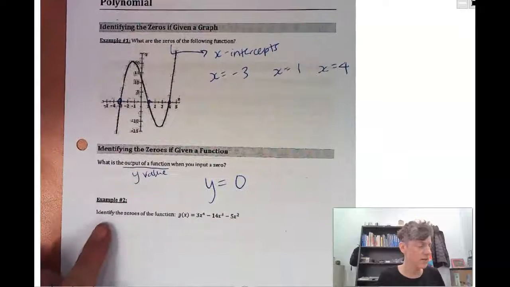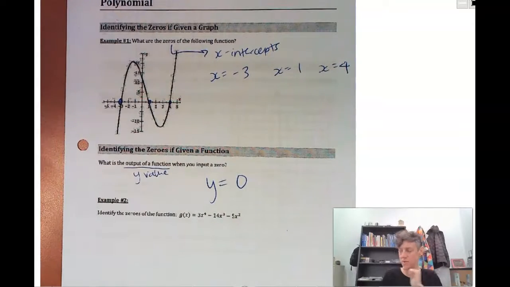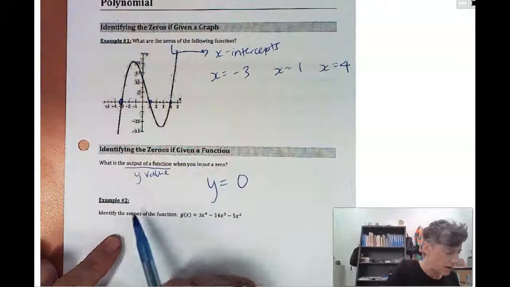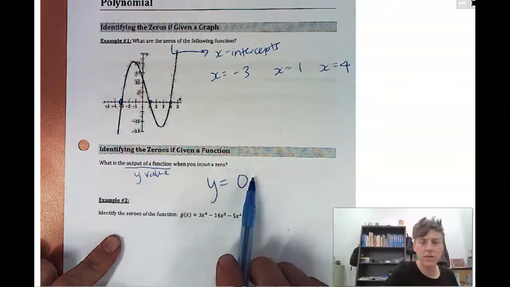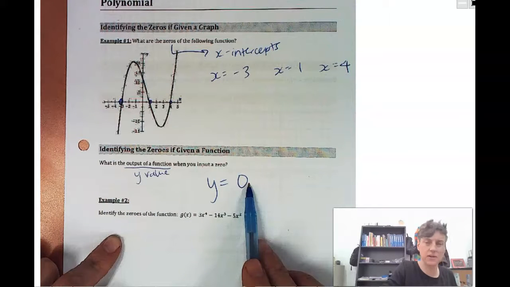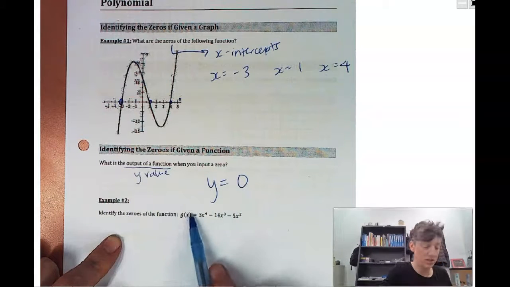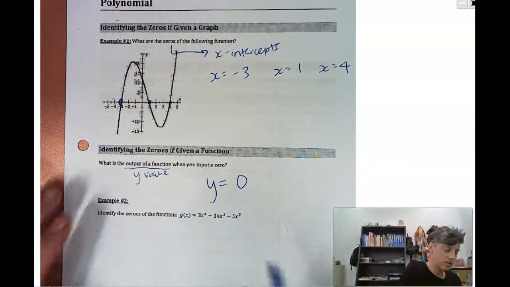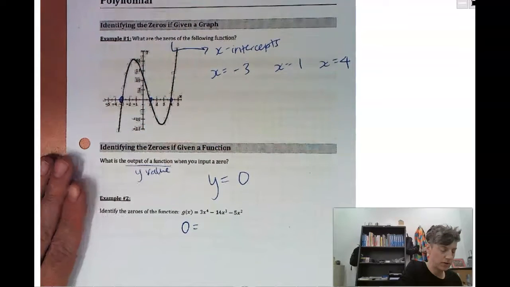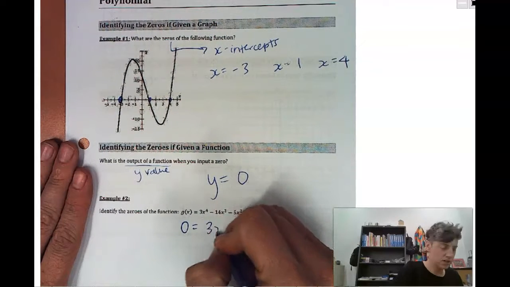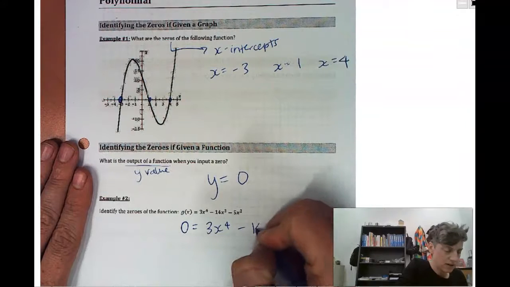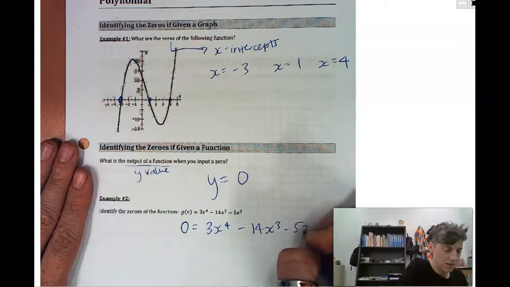All right, so let's identify the zeros from this function here. If that means that the y value is going to equal 0, let's plug in 0 for what would be y, which in this case is g of x. So we'll replace g of x with 0, 3x to the 4th minus 14x cubed minus 5x squared.